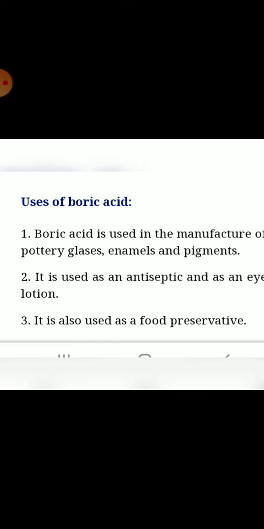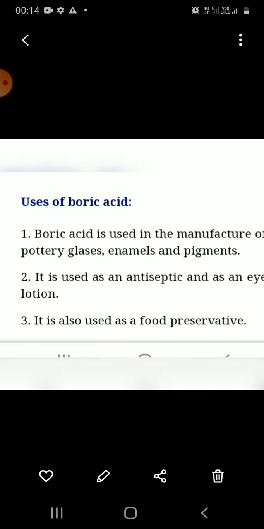Then uses of boric acid. Boric acid is used in the manufacture of pottery glasses. Pottery is the process of forming vessels, like ceramic glasses and ceramic pots. Then enamels, then pigments. Second, it is used as an antiseptic and an eye lotion. Third, it is also used as a food preservative. For example, raw rice we can preserve using boric acid.